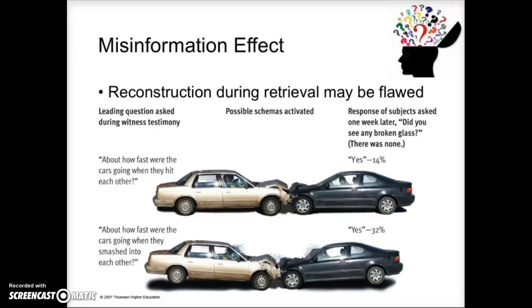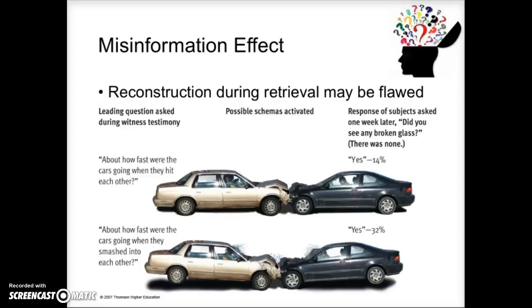And then you're asked a follow-up question: Did you see any broken glass? Now, the true, accurate answer would be no. But 14% of you will say yes. And when you say yes, you will 100% believe it.